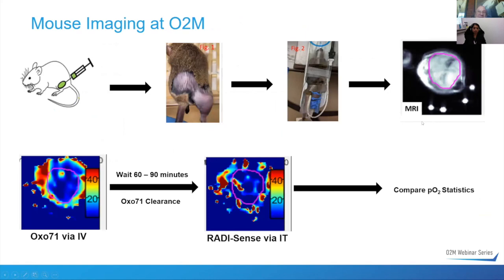This was the sequence for the imaging at O2M. In here, this is not injection of the imaging agent, it is inoculation with tumor cells kindly provided by Howard's lab. And then growth of the tumor on the mouse leg, the mouse here in the imaging bed, MRI to register the tumor position, OXO71 delivered for PO2 imaging via intravenous route, a wait time of 60 to 90 minutes for it to clear, and then imaging on the same tumor on the same mouse with the encapsulated imaging agent, and then we compare the statistics.